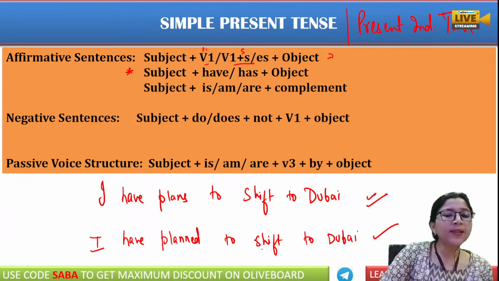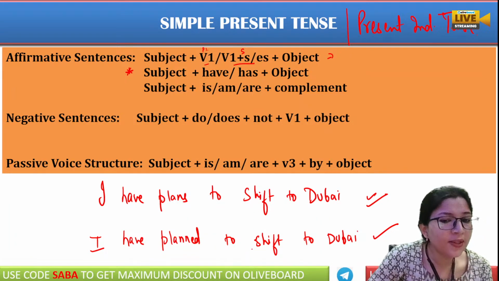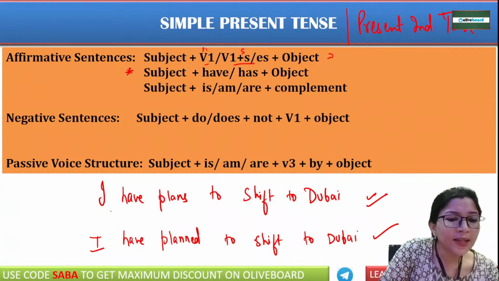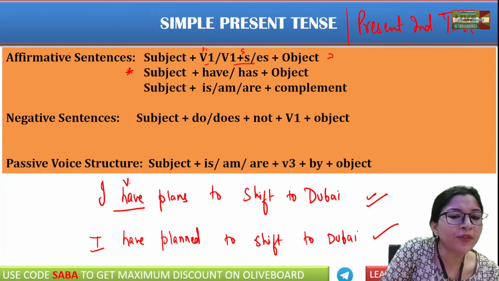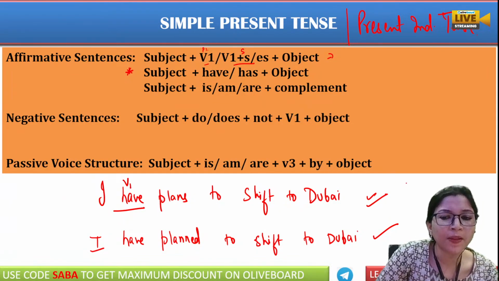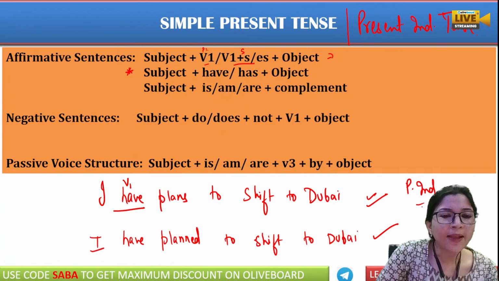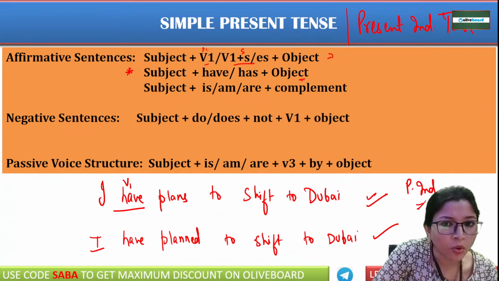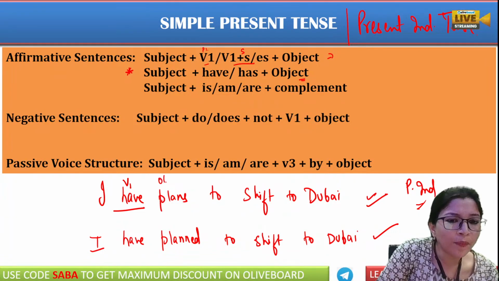Okay. So this is a structure, but there is a difference in these two structures. There is a difference in the tense. There is a difference in the meaning. This structure has the V1 form. This structure is written in present indefinite tense. As I told you, here the subject has, it can be followed by an object also. So this plans is an object, it is a noun.